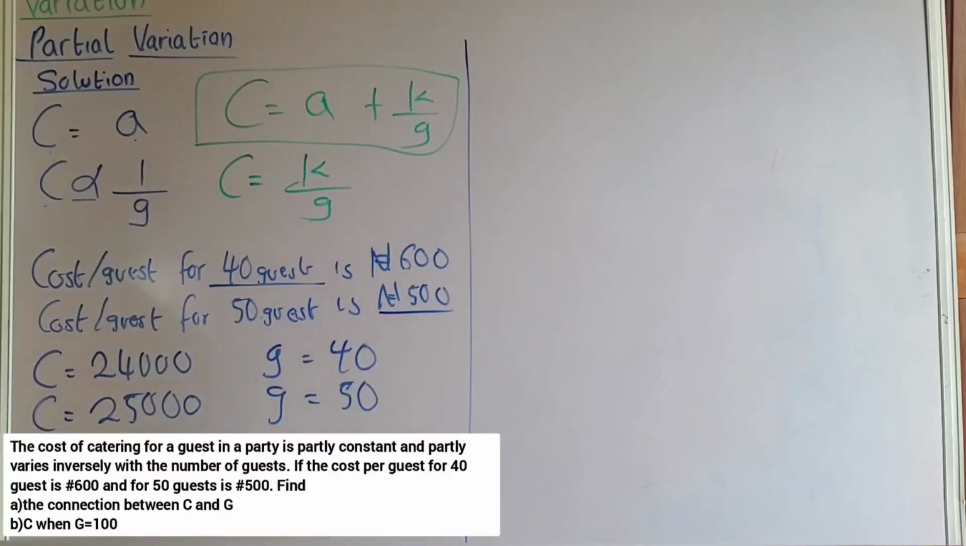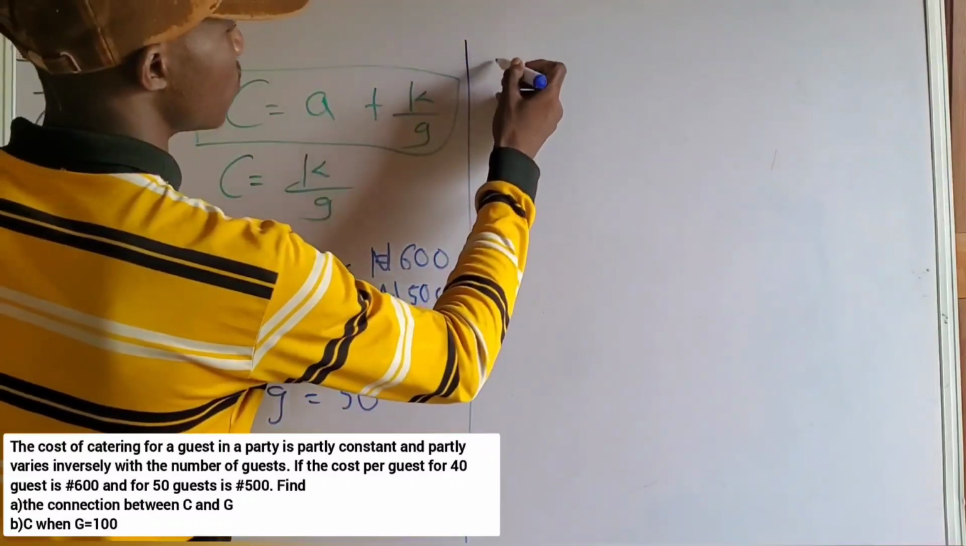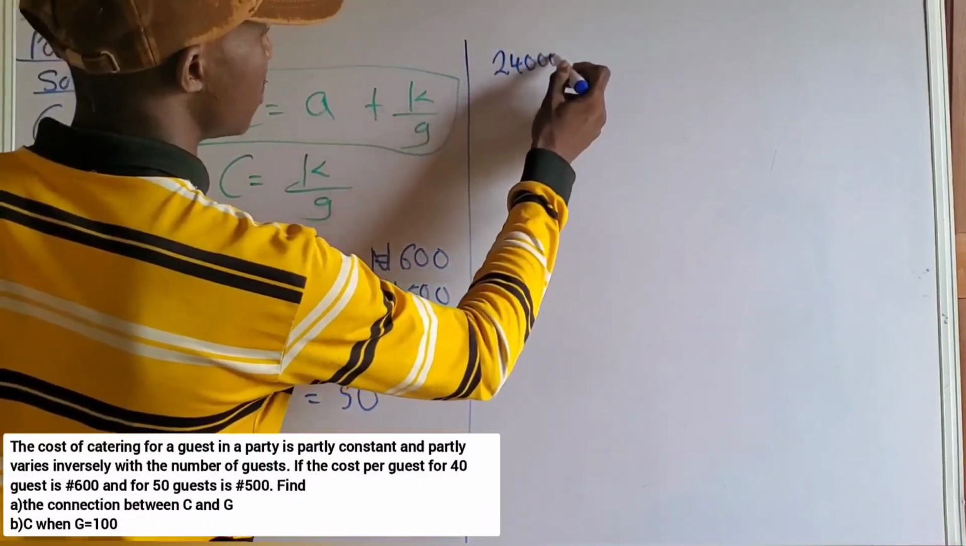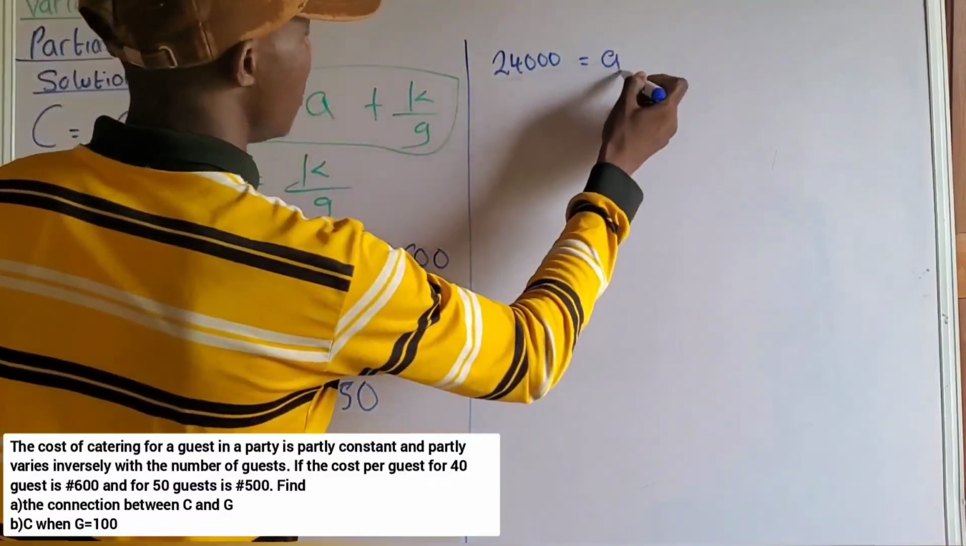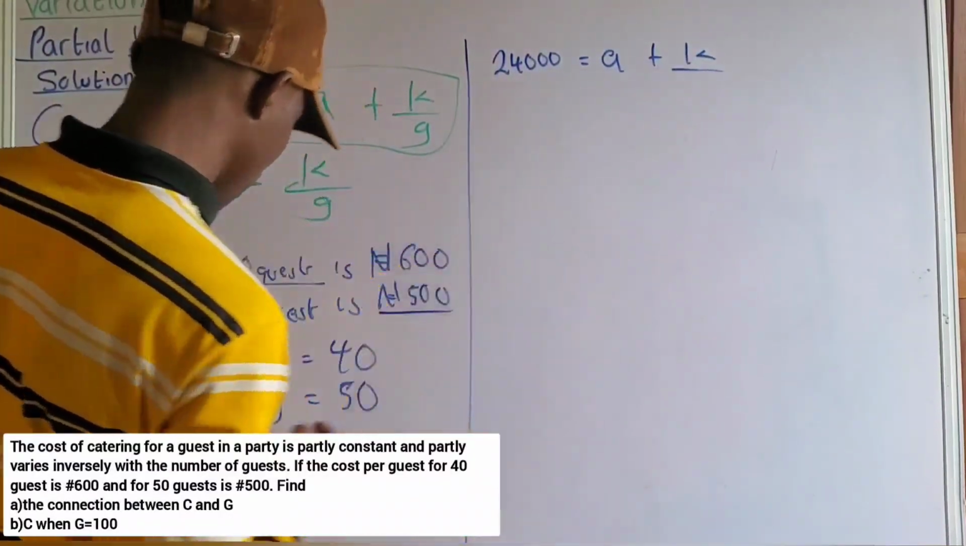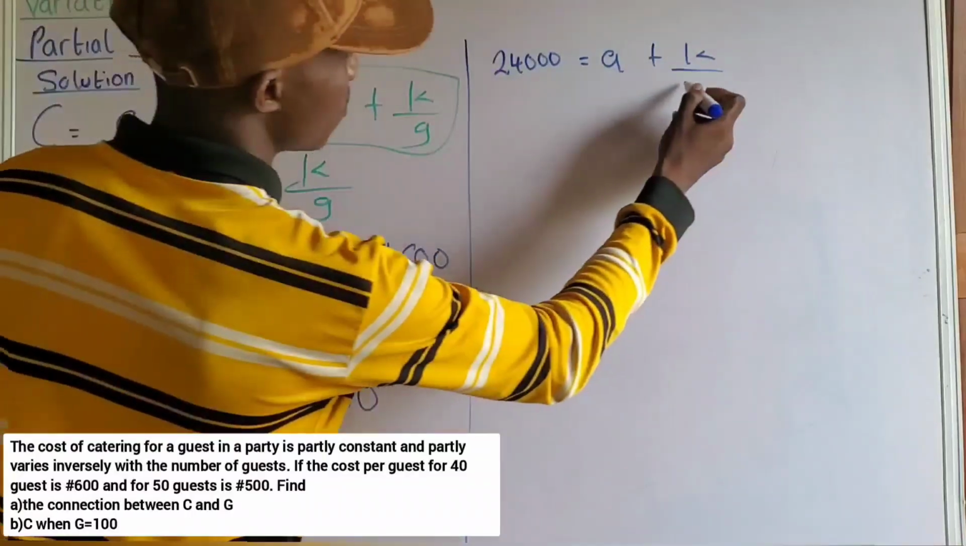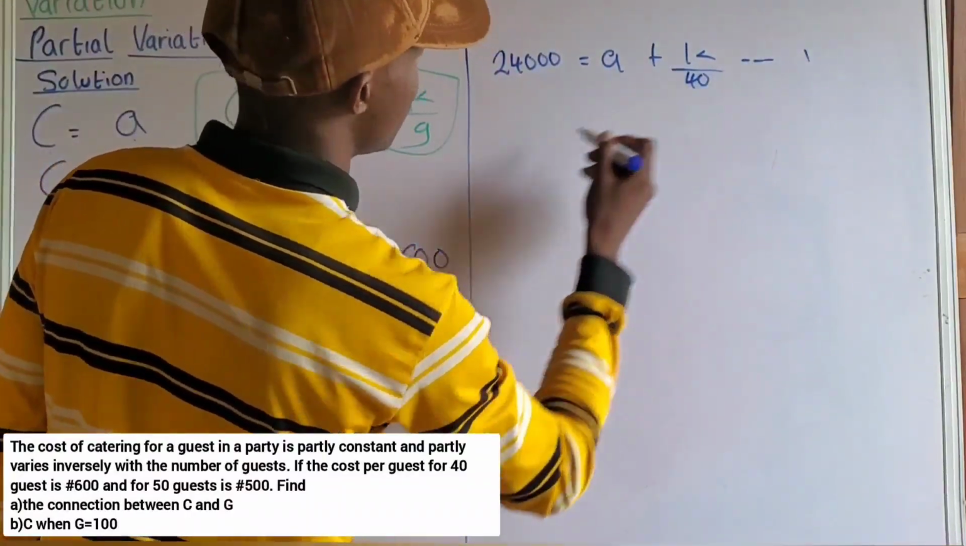Are you getting it? We can solve for the value of a and k by using this information that we have here. Now, when the C is 24,000 naira, put naira, yes? When the C is 24,000 naira, we are going to have 24,000 equals A plus K over G. Now, the G is what? 40. So I'm going to have it all over 40. Call this one equation 1.